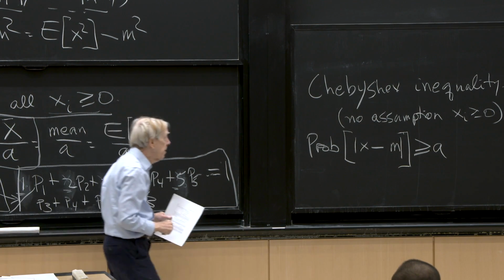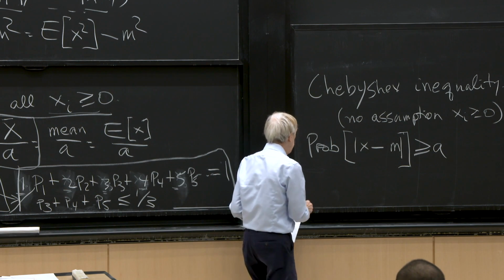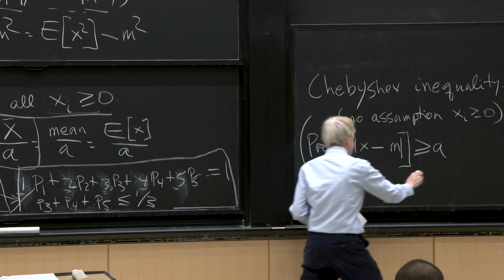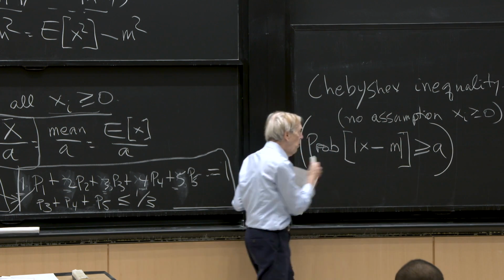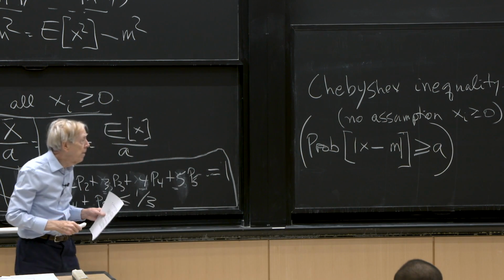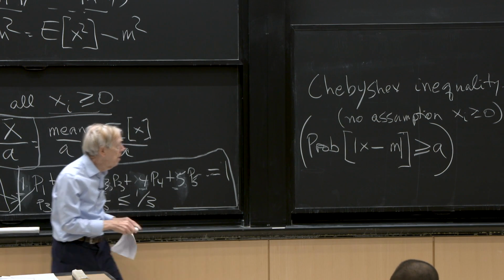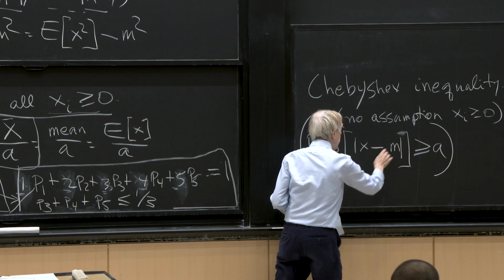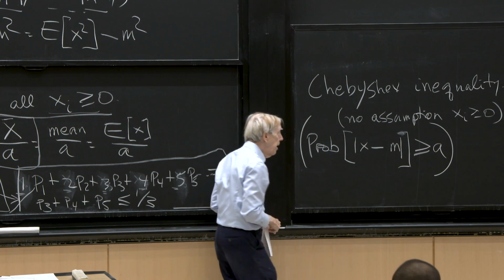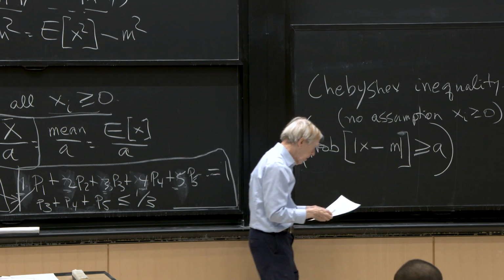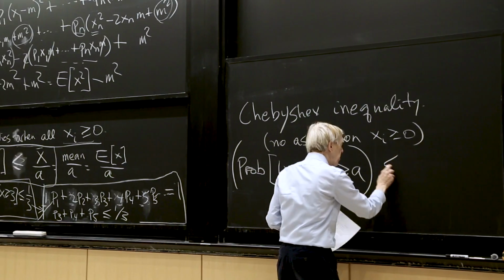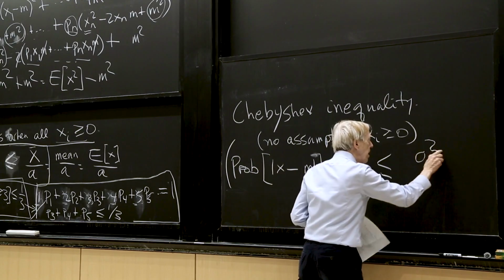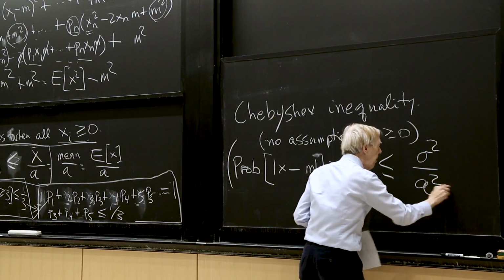And what's Chebyshev's answer for this? So this is the probability of this. I have to put a big, that's all one mouthful. The probability that this x minus m is greater or equal to a. Okay, and again we're going to have is less or equal to sigma squared now comes in over a squared.